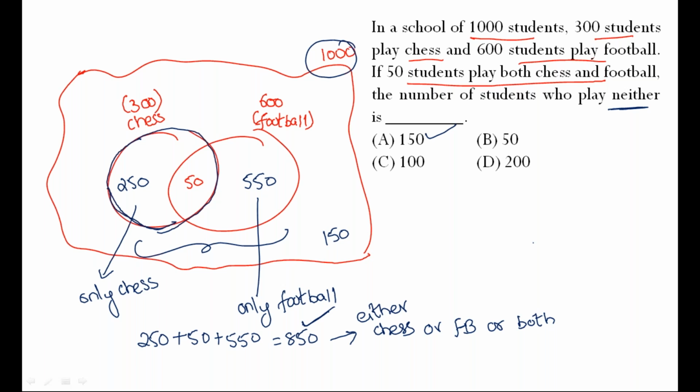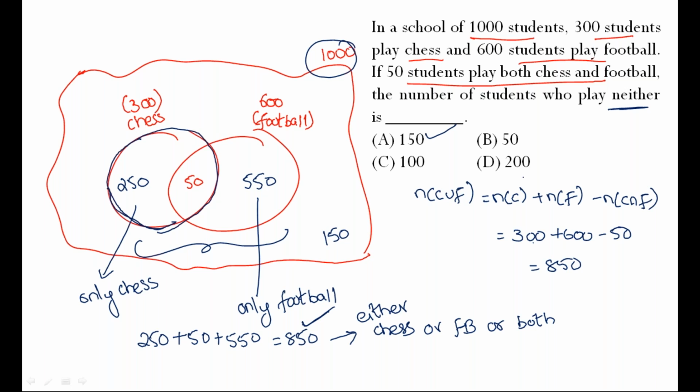Some of you can say that, sir, I know N of A union B, N of chess union football, is the number of students playing chess plus the number of students playing football, minus the number of students playing chess and football. That is nothing but 300 plus 600 minus 50, which will also give 850. This is using the formula. This is without that.